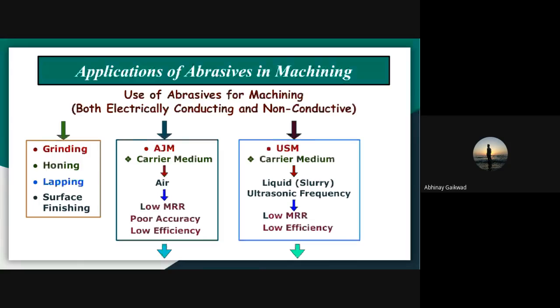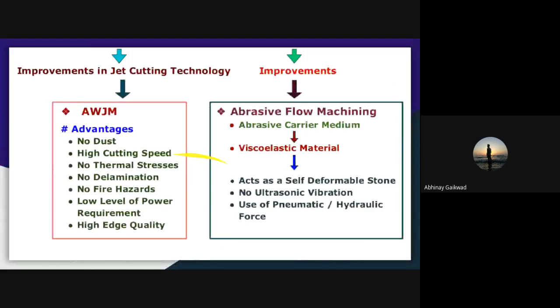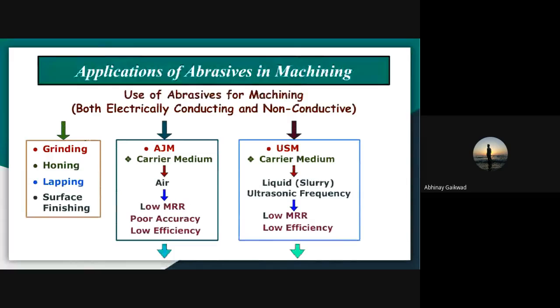So there are various avenues for improving this AJM process, which we will discuss in the next slide also. Due to this drawback, we have to go for the improvement, and from that improvement we got abrasive water jet machining. This is one process where we use abrasives. Now come to the other side.